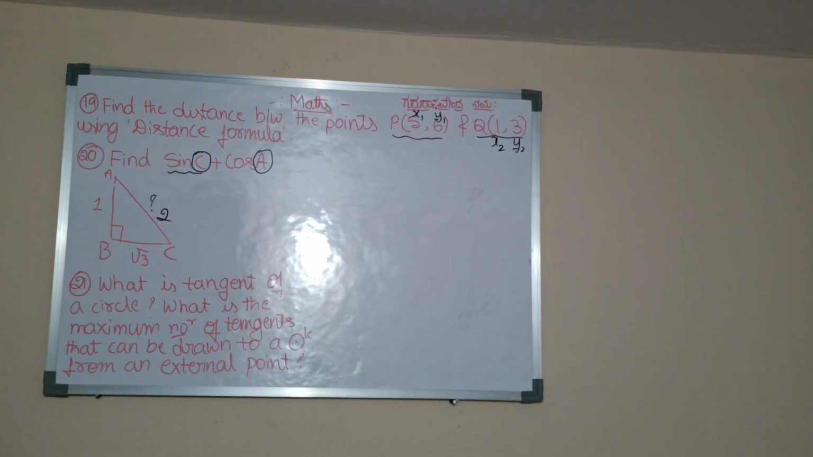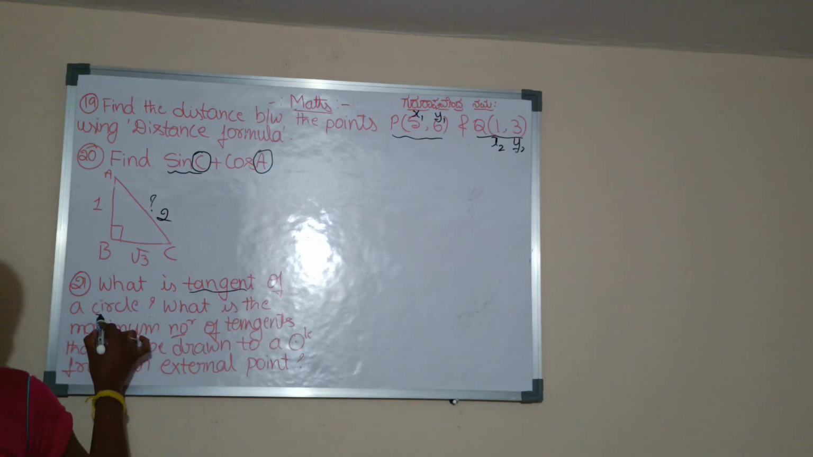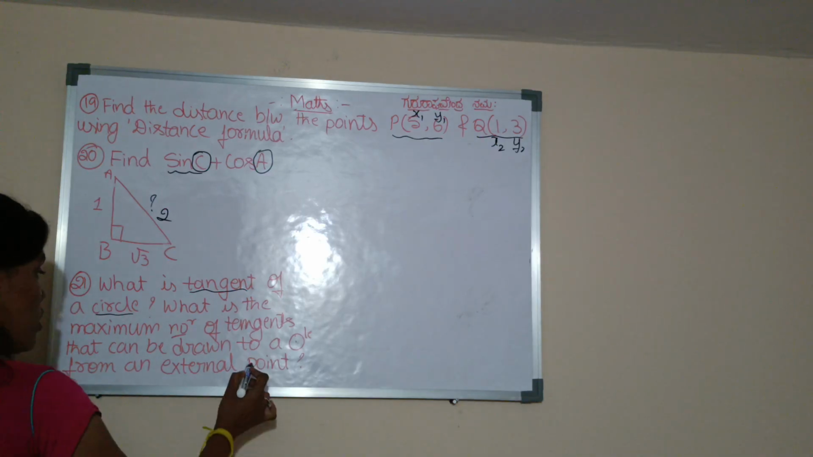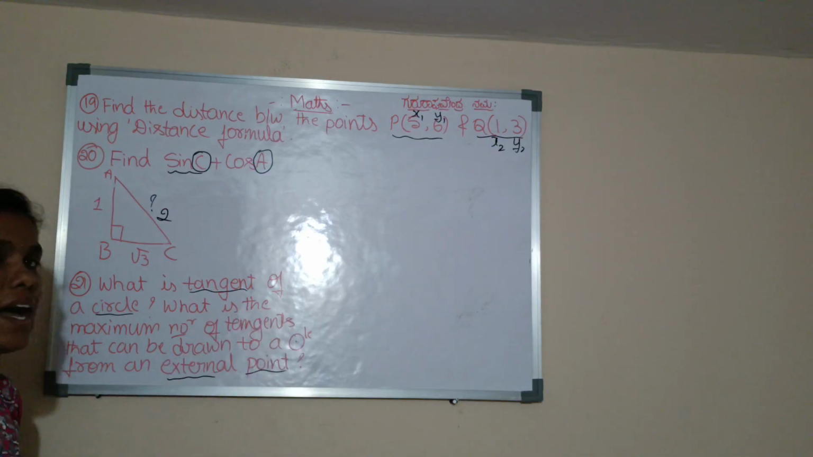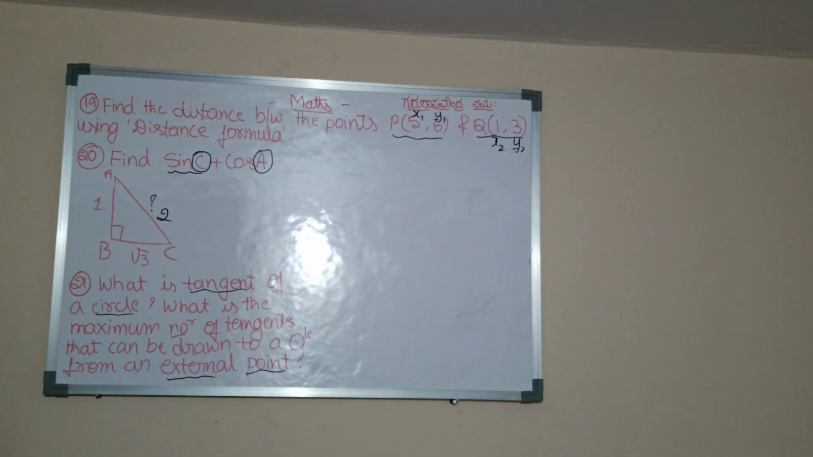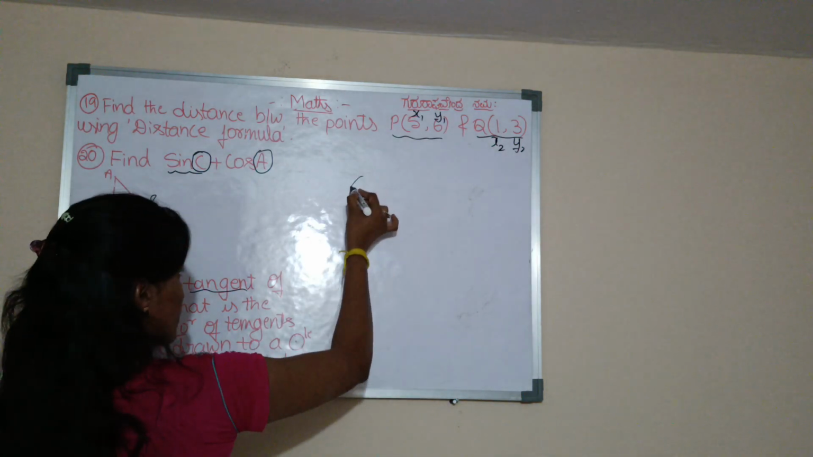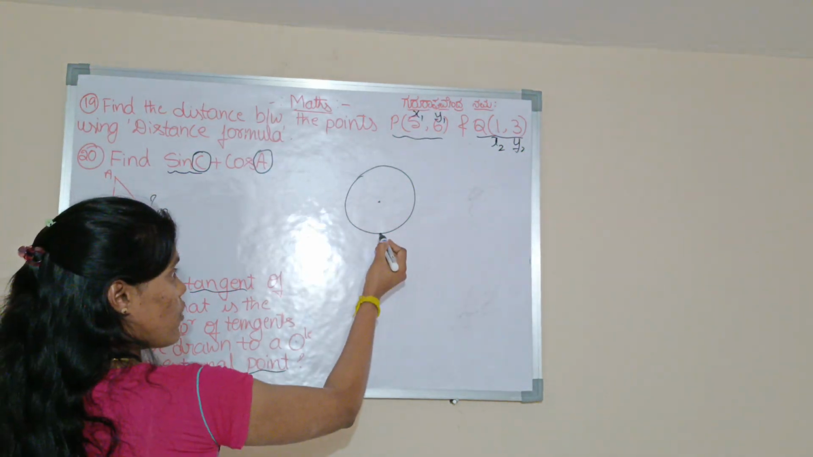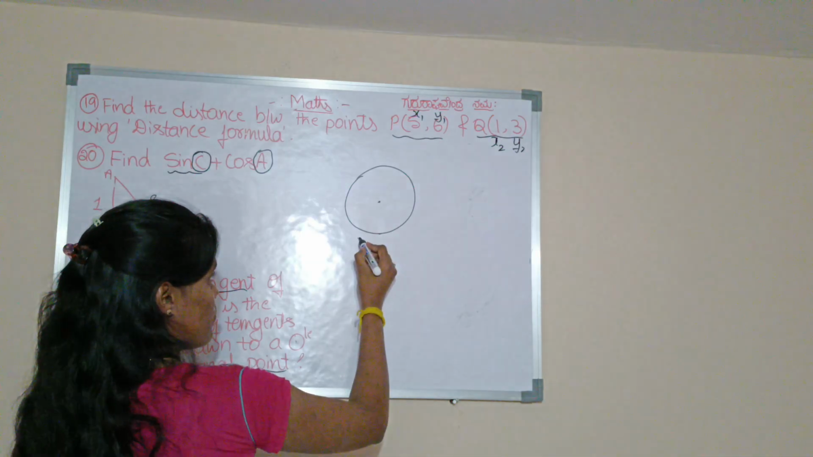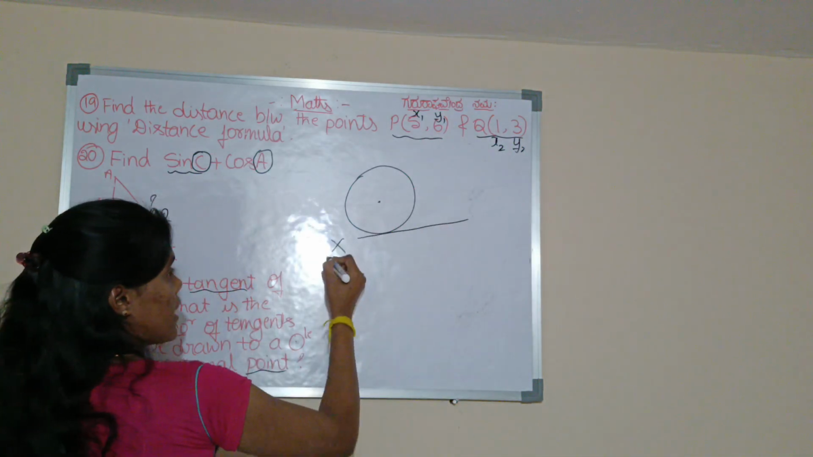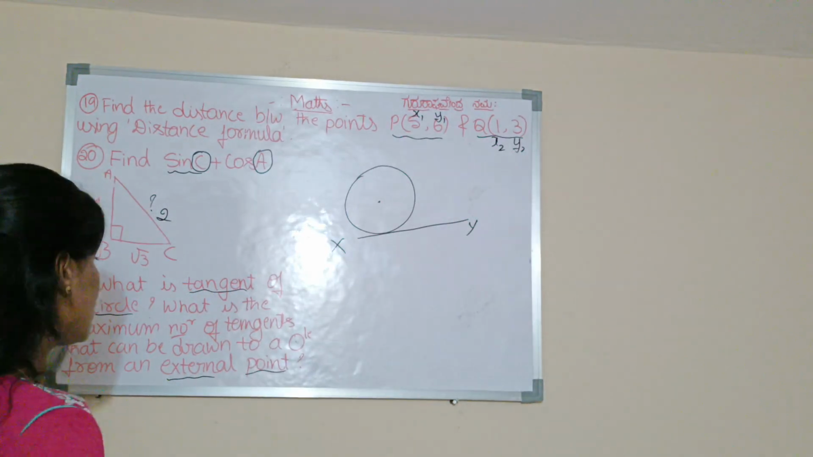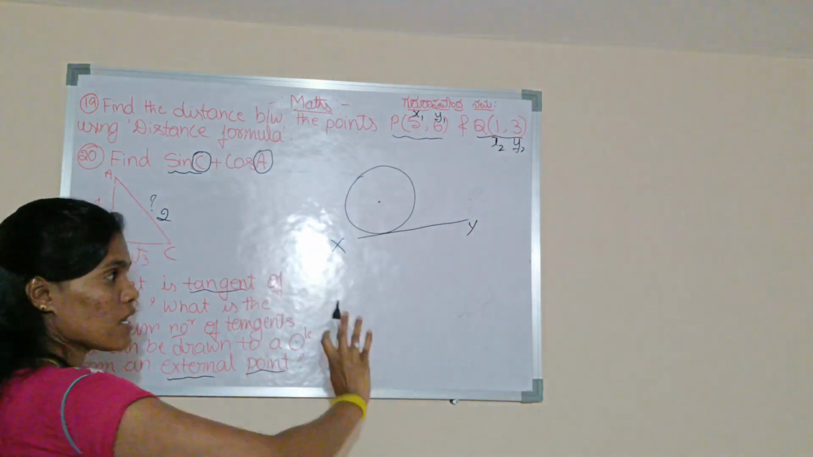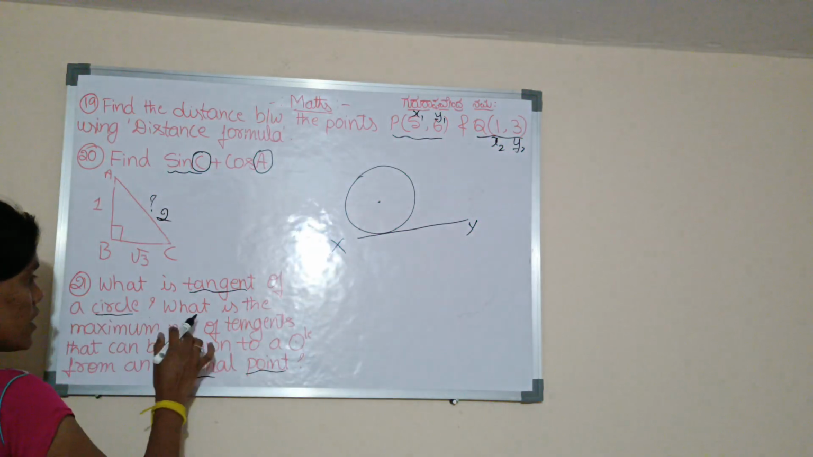Our next question, what is a tangent of a circle? What is the maximum number of tangents that can be drawn to a circle from an external point? What do you mean by tangent? A tangent is a straight line that passes through any one point of the circle. It touches one point, here XY is a tangent. Tangent is always outside of the circle. Now clear about a tangent.